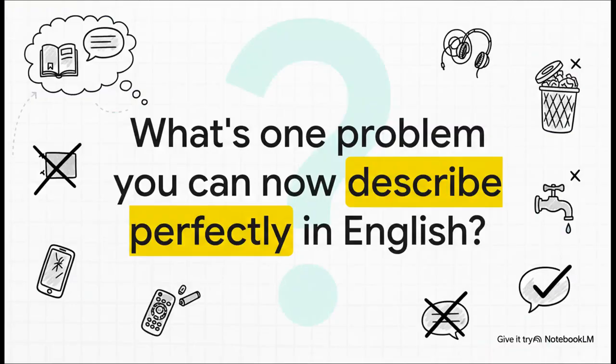conversation. So there you have it. The tools are officially in your hands now. The grammar, the vocabulary, the phrases. The only thing left to do is use them. So think about your own life right now. What's one small, annoying problem, a wobbly chair, a flickering light, that you can now describe perfectly in English? Go on, give it a shot.